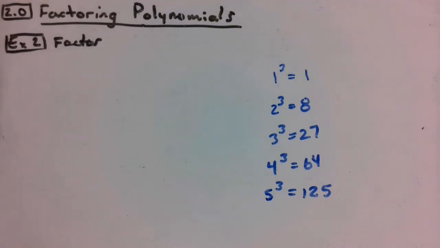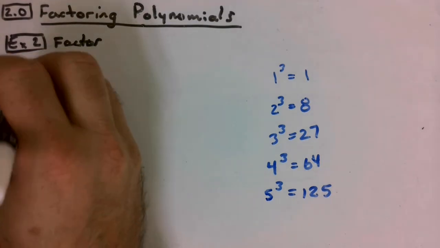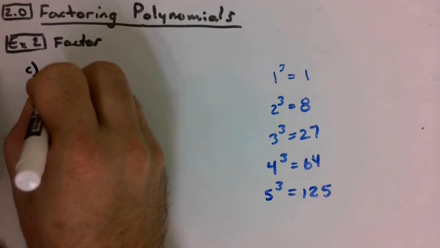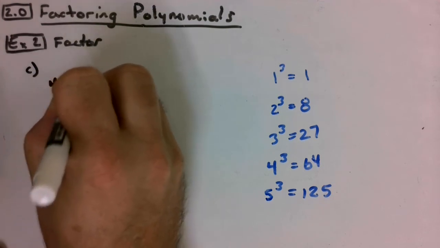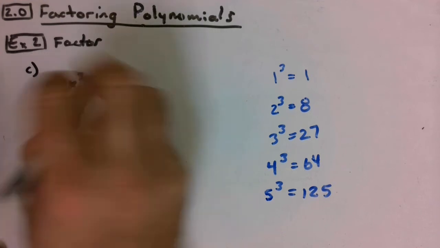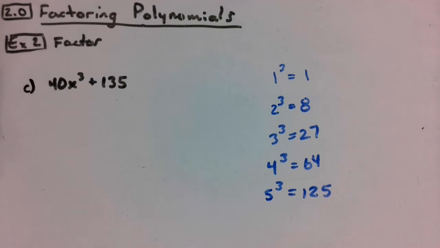For 2.0, example 2, we're looking at factoring, specifically using the sum and difference of cubes. And for letter C, we are going to attempt to factor 40x cubed plus 135. First step in factoring should always be to factor out whatever's in common. So take a look at your terms, see if there's anything in common. 40 and 135, those are both divisible by 5, and there isn't anything else in common.